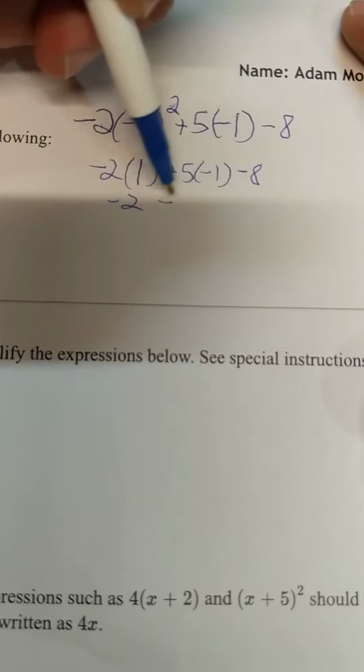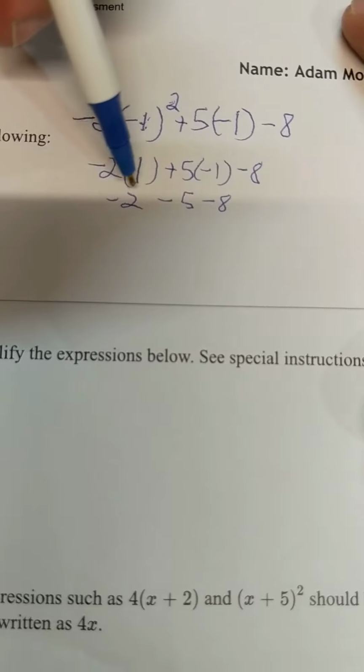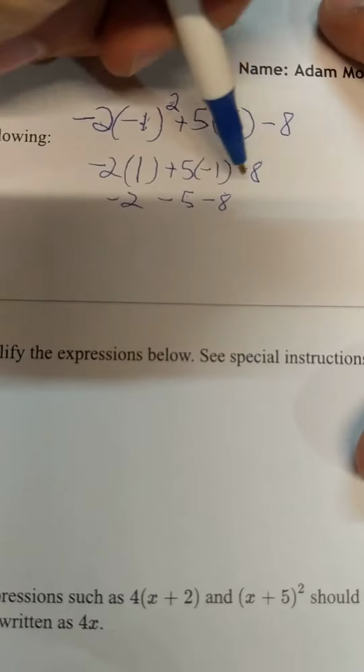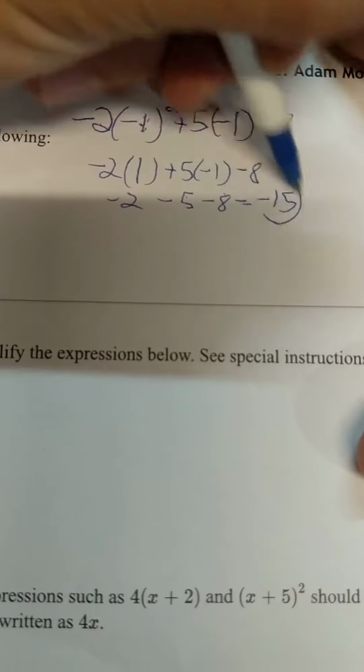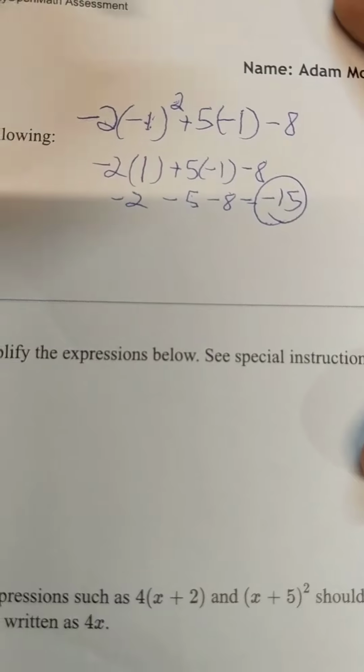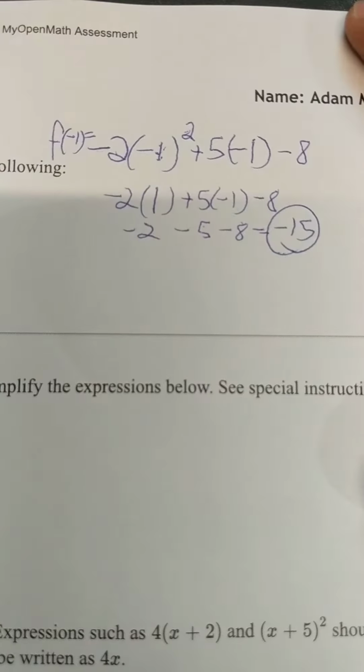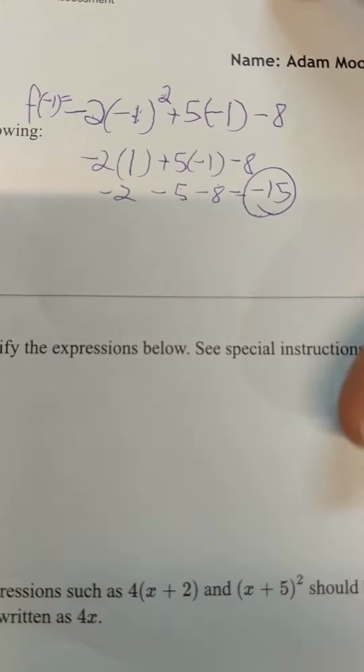That's negative 2 minus 5 minus 8. Negative 2 minus 5 minus 8 should be negative 15, I guess, so I'll keep that around. We'll say negative 15 for f of negative 1. I'll write that here: f of negative 1 equals all that mess. So we got negative 15 for that.